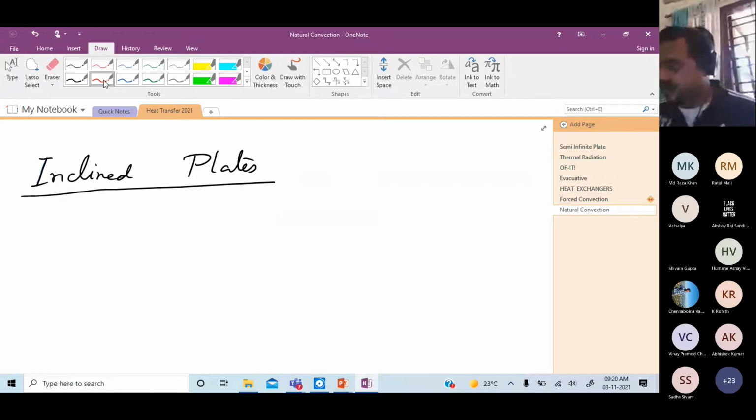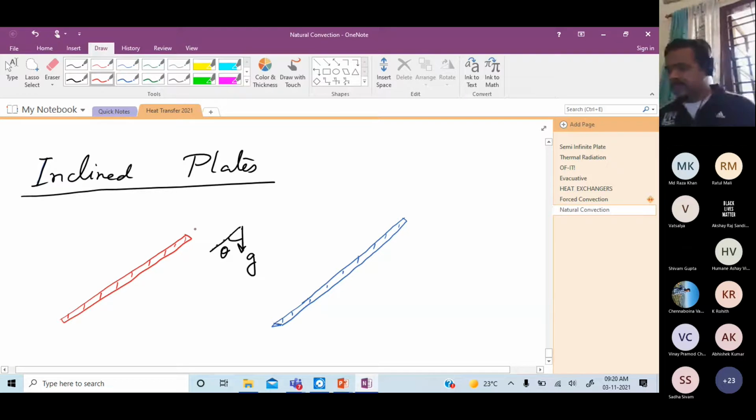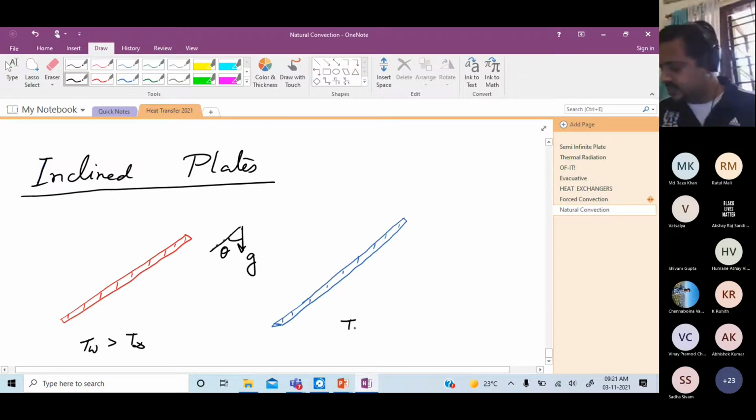So in other words, the plate is like this. This is g. This is theta. Same thing for a cold plate as well. And if I try to draw it, this is when T_W is greater than T infinity. This is when T_W is less than T infinity.